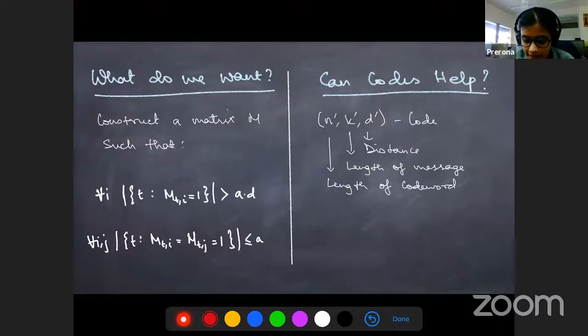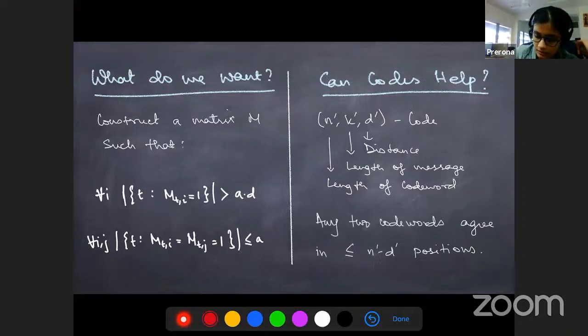Suppose we are given an n prime, k prime, d prime code. Then what property do such codes have? What is it that is known? If we take 2 different code words, they are equal in at most n prime minus d prime positions, right? That's what we know.